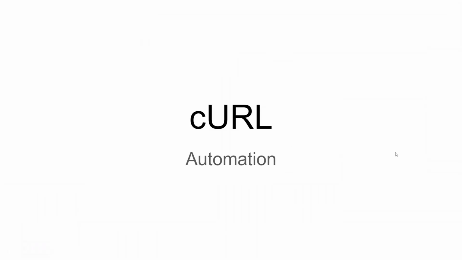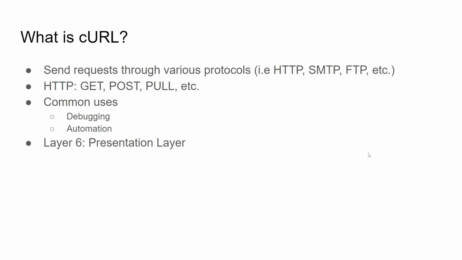So curl. I put this under automation because that's what it's mostly used for. But I mean, it can be used for a bunch of other stuff like debugging as well. But what is curl? So curl is a command line tool that can basically send requests through various protocols, like hypertext transfer protocol, your websites, simple mail transfer protocol, emails, file transfer protocol, file transfer and stuff like that.